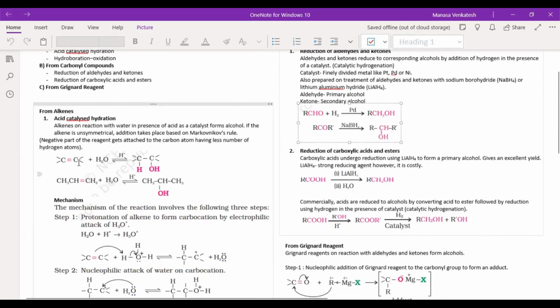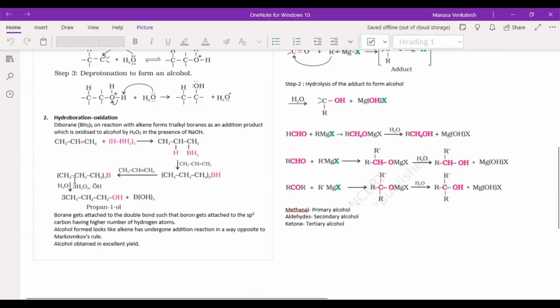So first is from alkenes. Alkene reacts with water in the presence of acid to give an alcohol. This is an addition reaction, and it follows Markovnikov's rule. The negative part of the addendum gets attached to the carbon atom having less number of hydrogens. So in this case, CH and CH2, CH obviously has fewer hydrogen atoms, so the hydroxy group gets attached to this carbon. The mechanism will be uploaded in the next video.